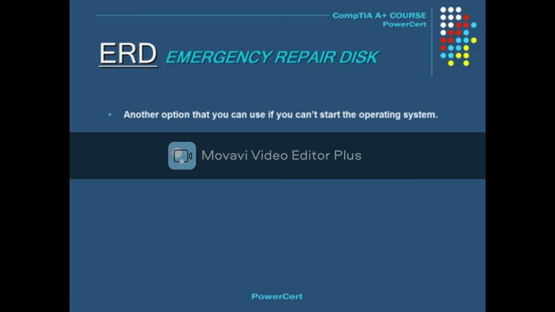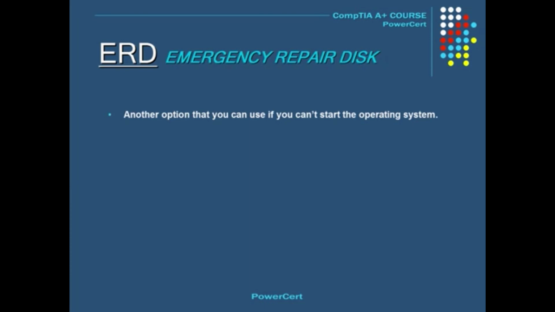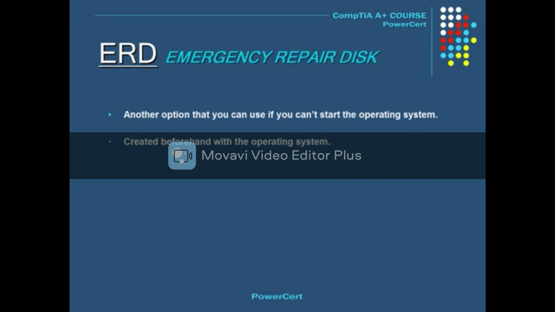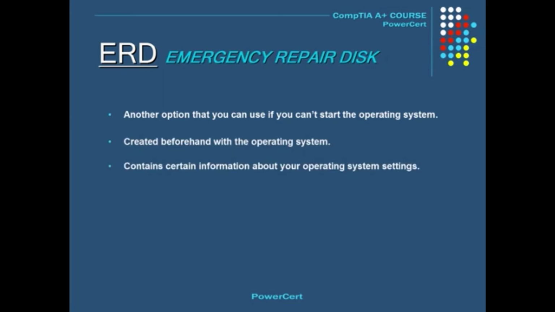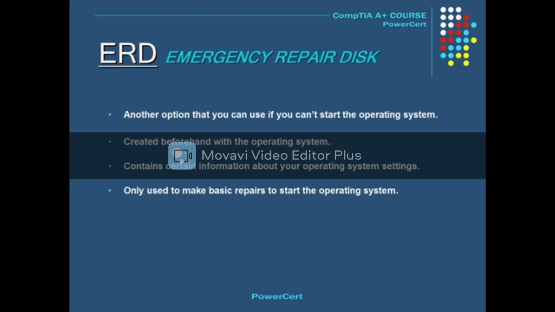Another option that you can use if you can't start the operating system is by using the Emergency Repair Disk. The Emergency Repair Disk, or ERD, is created beforehand with the operating system. Oftentimes, when you get a new computer, you will get a message that prompts you to create the ERD in case something happens. When the ERD is created, it will contain certain information about your operating system settings and can be used to repair the operating system if it fails to start. The ERD is only used to make basic repairs to start the operating system, so it doesn't back up any personal files.